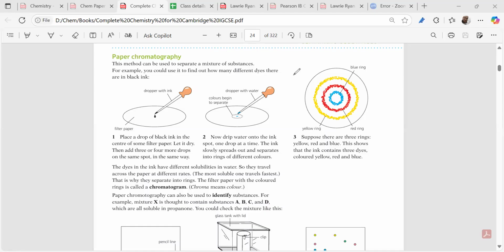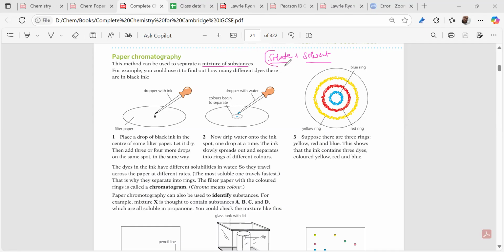In the IB DP part on chromatography, we have to see that chromatography is a process by which we separate out a mixture of substances. Usually in a solution, we have one solute and one solvent.